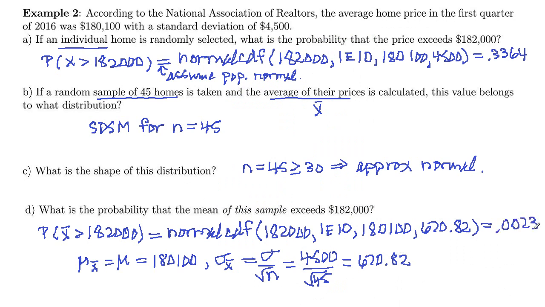So it's a much smaller probability that the mean of a sample of 45 houses would be greater than 182,000. And that makes sense. It's going to be easier for one house to be greater than the 182 than for the mean of a sample of all 45 houses to be greater than 182. So just be careful when they're asking about probabilities of means. The mean of the sample, that is an x bar value. That means that you're using the sampling distribution. You have to adjust your standard deviation.